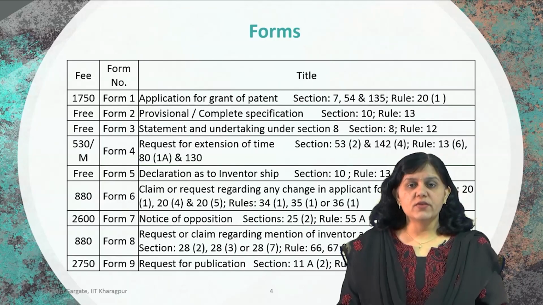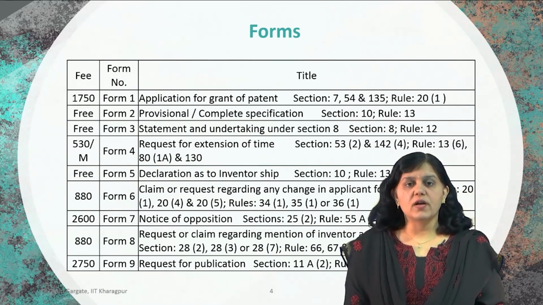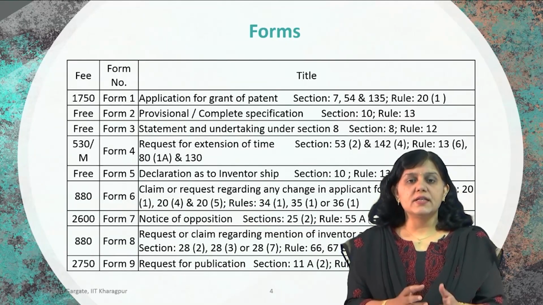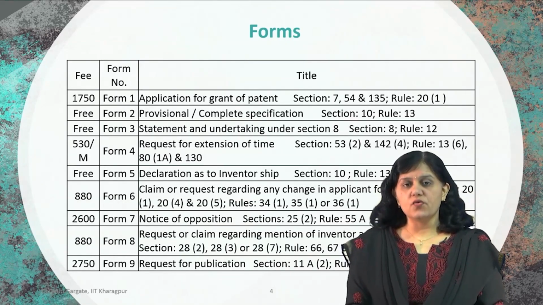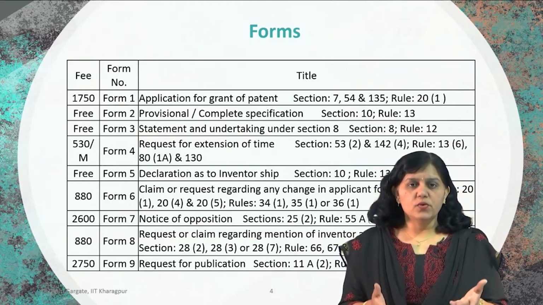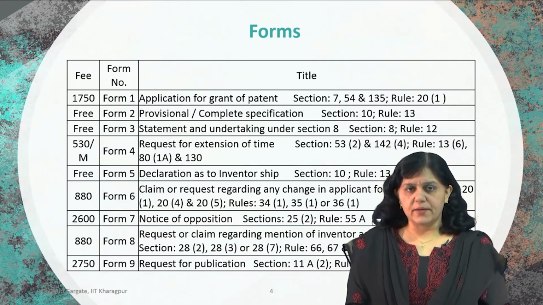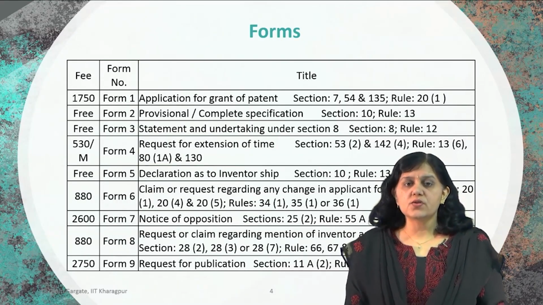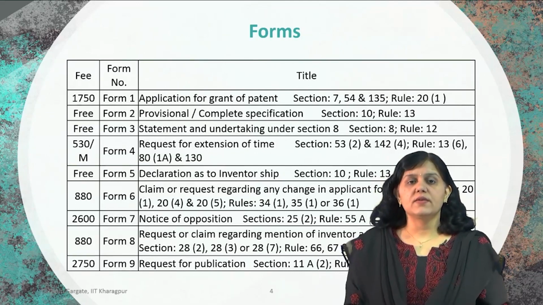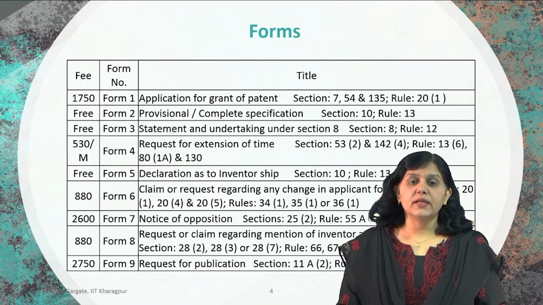Form 2, if you see form 2, what is this case? It is for provisional or complete specification filing, it is under section 10 and there is no fee, the 1750 you have already given. Form 2 you are giving along with form 1, you need not give any extra fee for that. We have taken the example of an individual, so we have written 1750 here, right. Now, next is form 3.